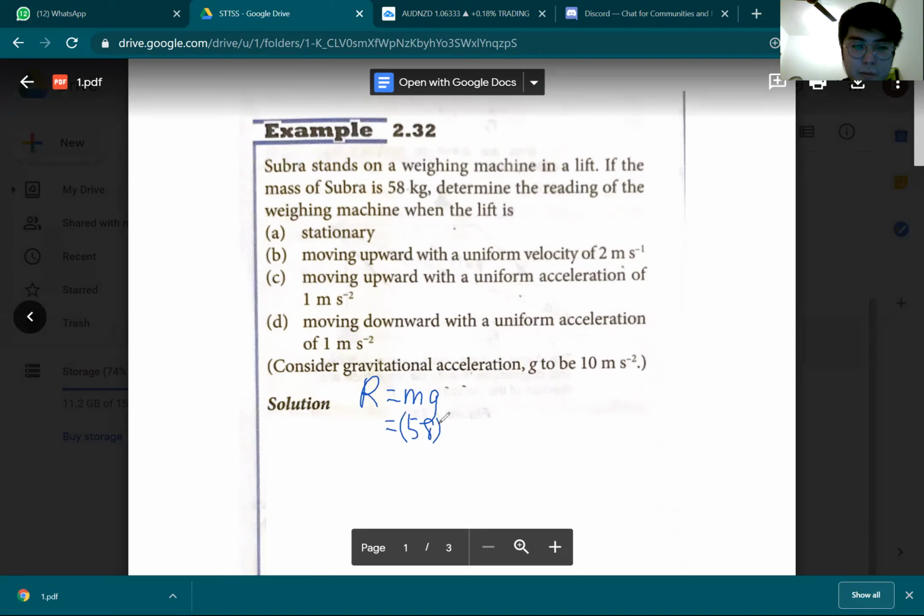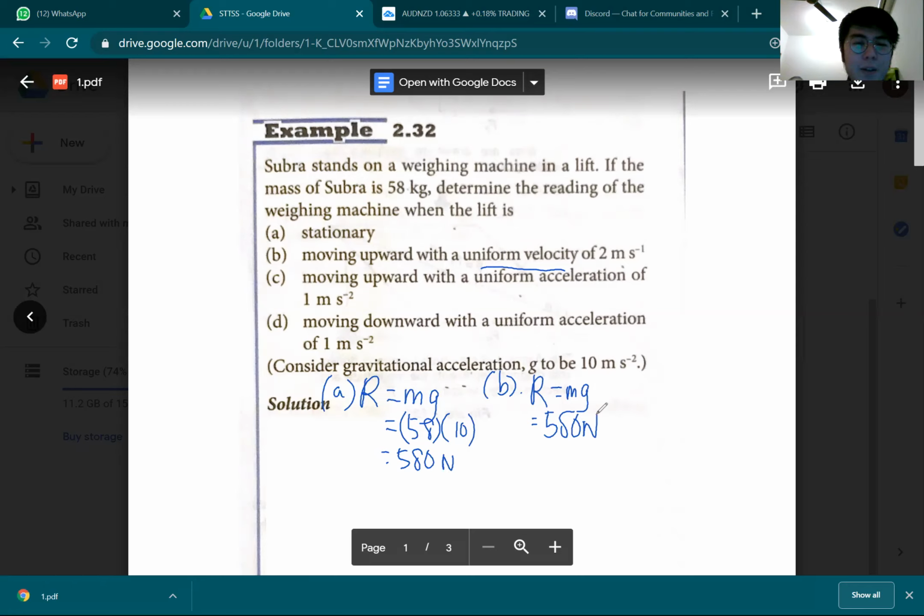Mass is 55, g is 10. So R equals 550 Newton. That's it. B, if the lift is moving upward with a uniform velocity. Uniform velocity, constant velocity, is the same thing because there's no acceleration. No acceleration, no net force, so it's the same as A. R equals mg, so equals 550 Newton. Same answer.